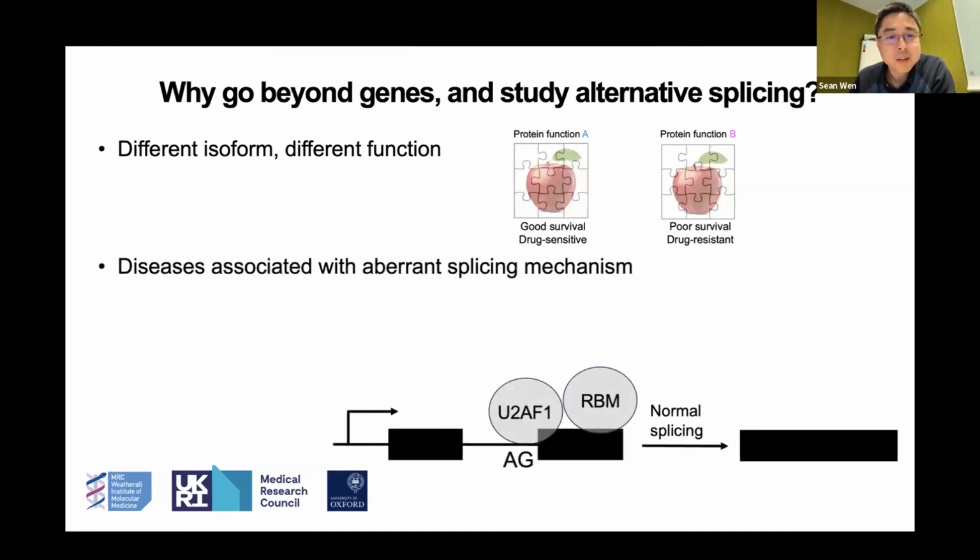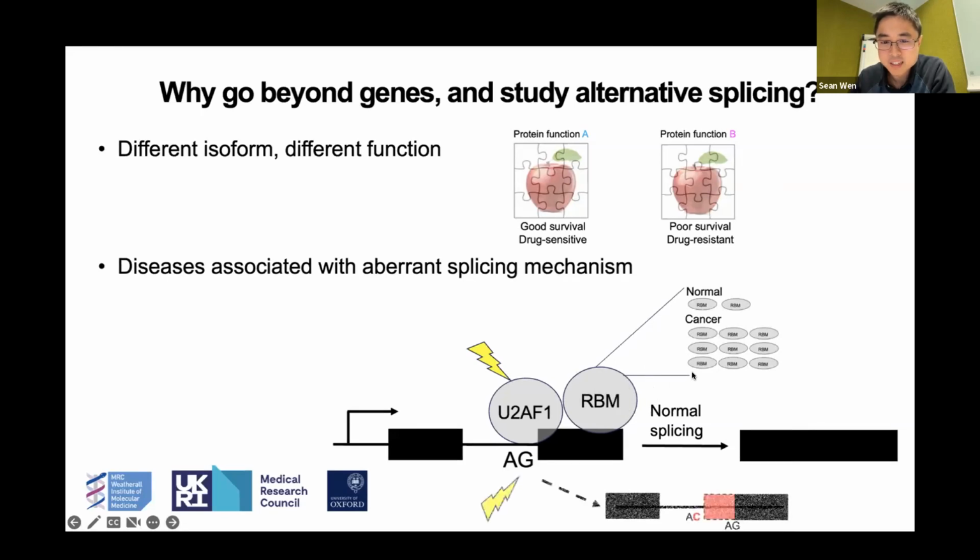There are also many diseases out there that are associated with abnormal splicing mechanism. For example, one of the ways that this splicing mechanism can go wrong is that we get a genetic mutation that affects one of the proteins that is involved in alternative splicing. Another way is that we get an overexpression of certain RNA binding proteins. And the third way is that we get a genetic mutation that affects the splice sites.